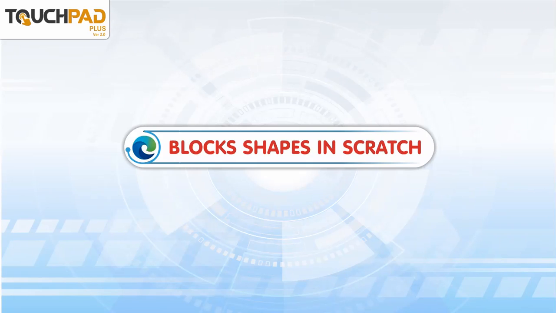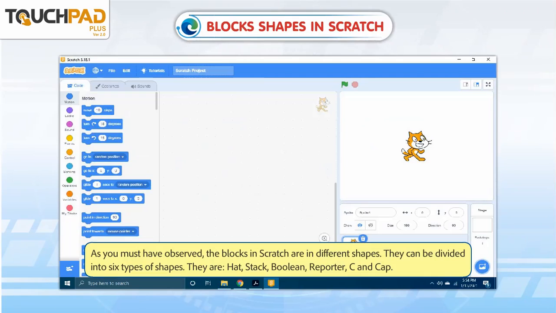Blocks shapes in Scratch. As you must have observed, the blocks in Scratch are in different shapes. They can be divided into 6 types of shapes. They are hat, stack, boolean, reporter, C, and cap.